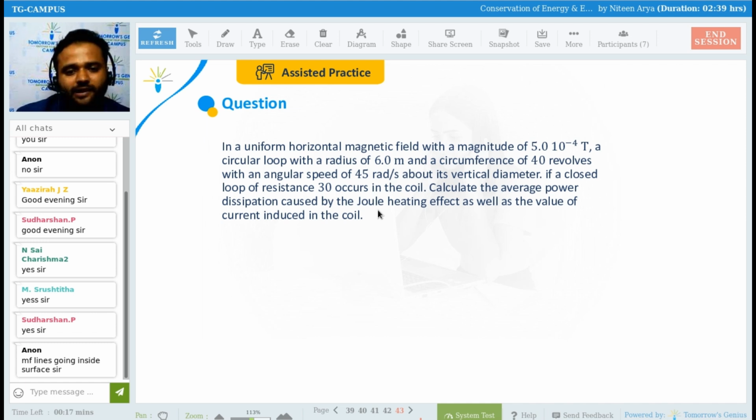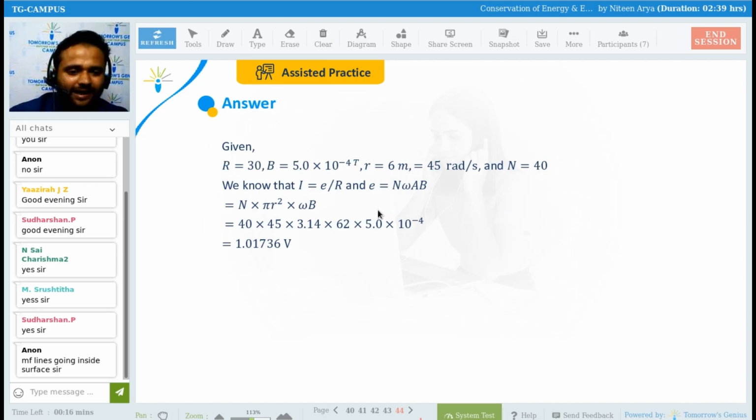In a uniform horizontal magnetic field of given magnitude, a circular loop of radius R, with a given circumference, is rotated for 40 revolutions with the given angular speed about its vertical diameter. If the closed loop has a resistance of 30, calculate the average power dissipation caused by the Joule heating effect as well as the value of the current in the coil. Obviously here you need to find the induced current first, and then due to this induced current there is power dissipation.